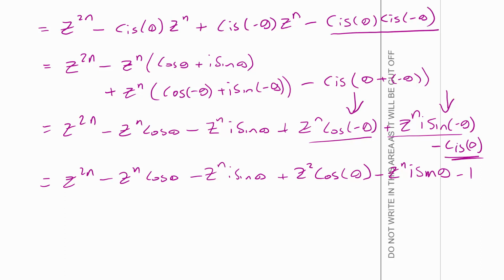So what we've got now is that these cosines are going to cancel out. So we have z to the 2n, then we've got 2 lots of the I sine theta z to the n. Take away 1 as required.